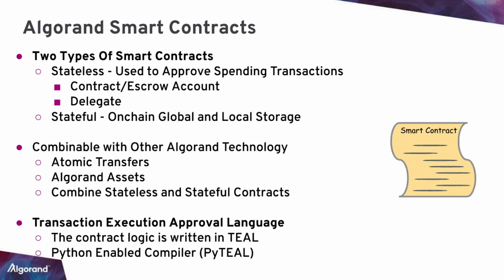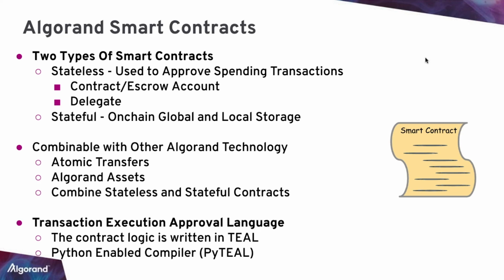But we have two basic types of smart contracts. One we call stateless and one we call stateful. The primary difference between these two is when they are evaluated and how they're used. Stateless contracts are basically what you would typically think of as standard transaction approval contracts. They're typically used to approve spending transactions. So I supply a piece of smart contract code with a transaction, and if the code executes and returns true, then the transaction is approved. If it returns false, the transaction is denied.